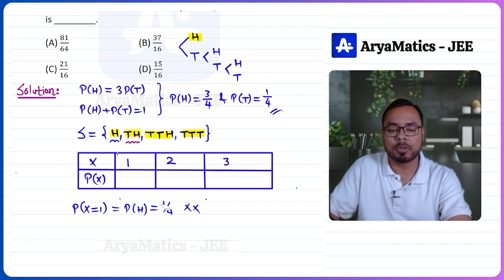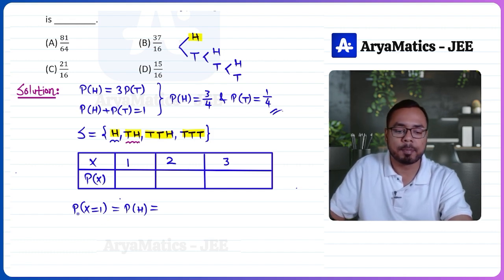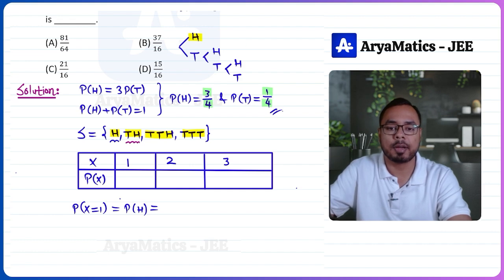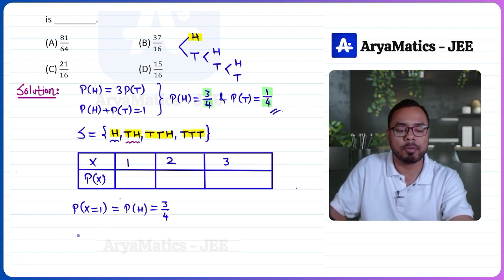So here the correct approach will be that there will be only one toss if the first toss has resulted in head, and the probability of getting head is 3 by 4 because the coin is biased. So probability of head is 3 by 4 and probability of tail is 1 by 4. So probability that x will be 1 is 3 by 4.